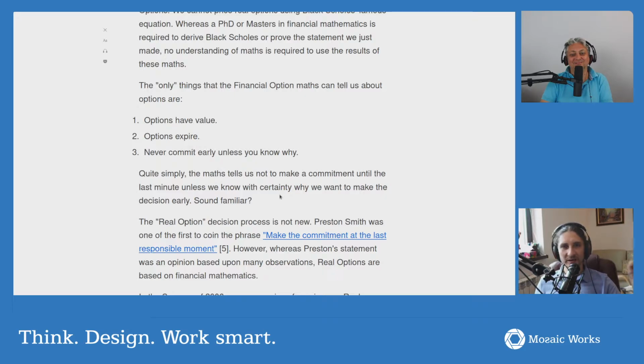Because contractually they needed to deliver that. That's how it was. So that's the opposite of never commit early unless you know why. They did commit early for something that they didn't need. So I think real options, as Chris is explaining, are coming against this situation in this way.